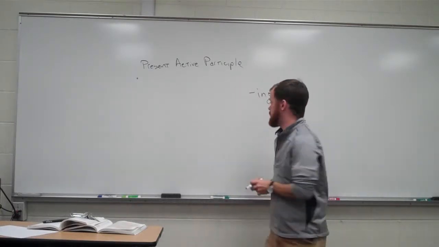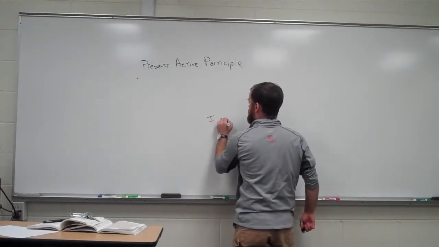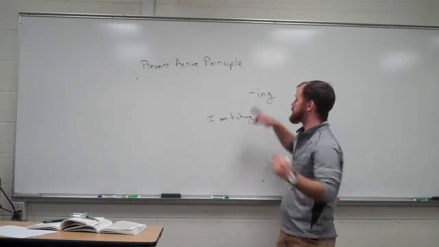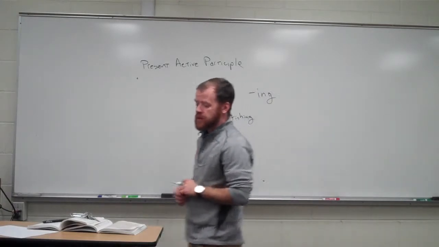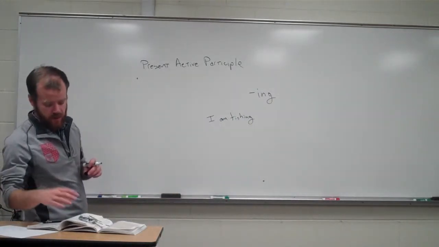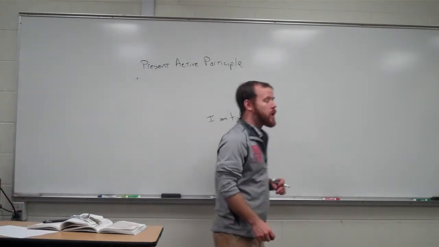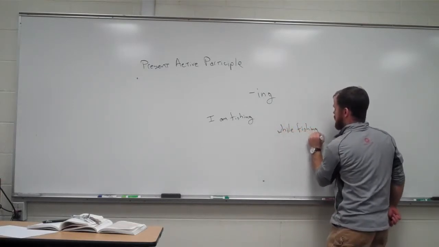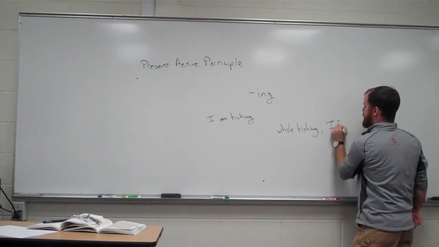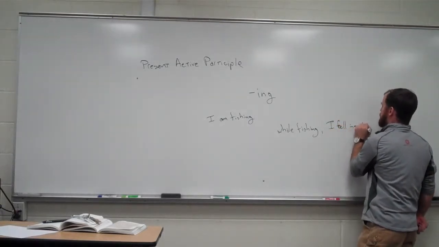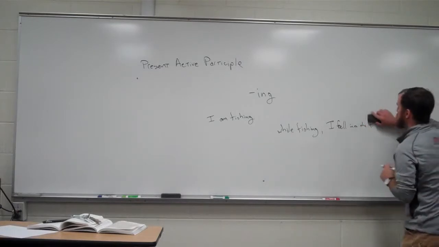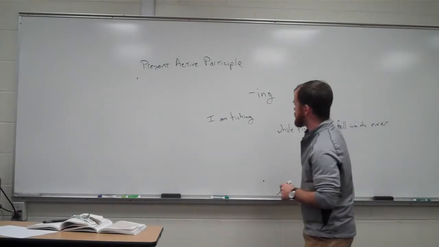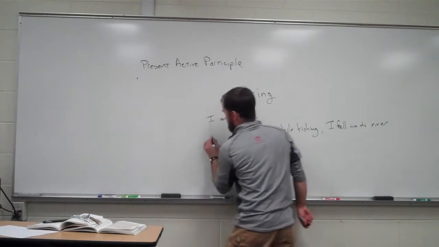to create verb phrases, like "I am fishing." And this is not a participle in English. This is a verb phrase combined together. We could see a participle like "While fishing, I fell into the river." Except river is spelled with an R. There we go. "I fell into the river." Fishing here is being used as a participle.